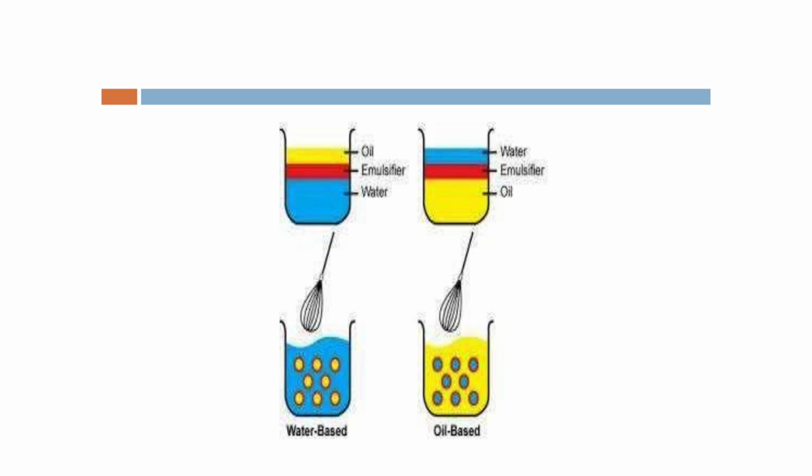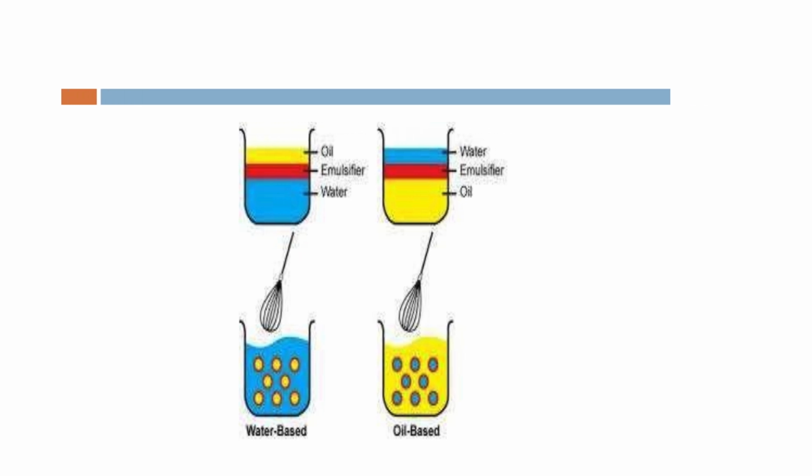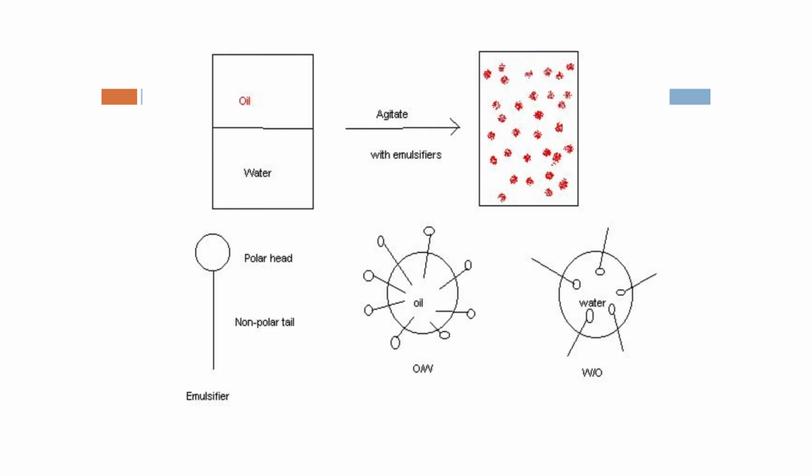As we continue, let's understand how emulsifiers work. This slide shows a beaker. We have oil and water, and when we agitate them with emulsifiers, they mix. The illustration zooms in on an emulsifier molecule, showing it has a polar head, which loves water, and a non-polar tail, which loves oil. This structure allows it to act as a bridge, stabilizing the mixture of oil and water, forming an O/W emulsion.